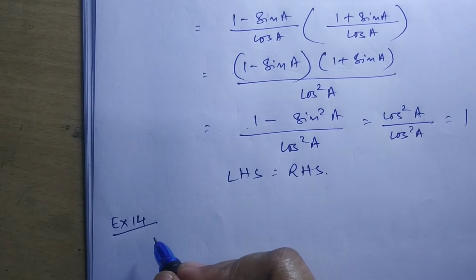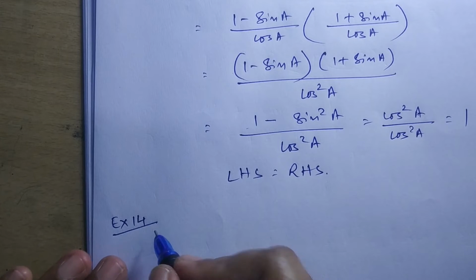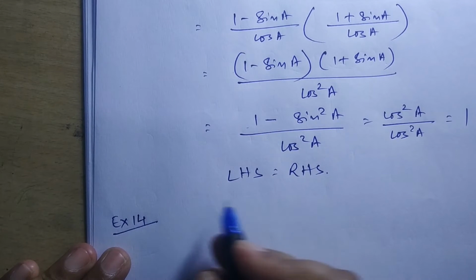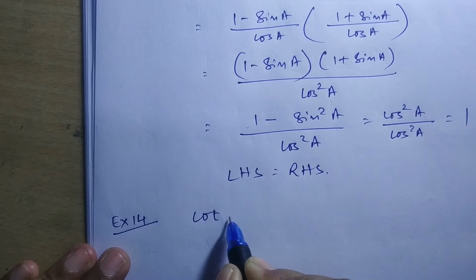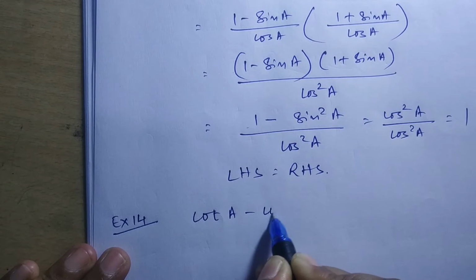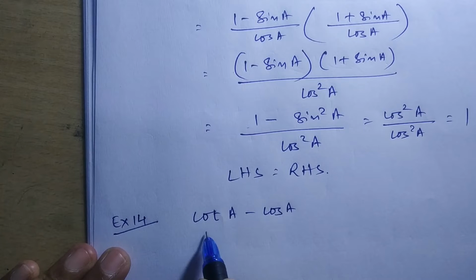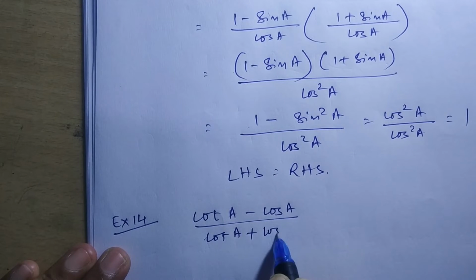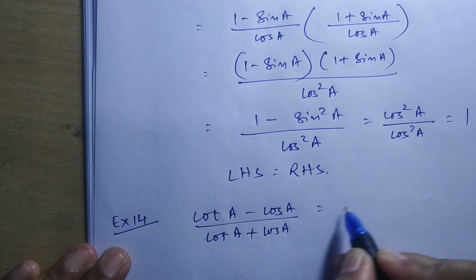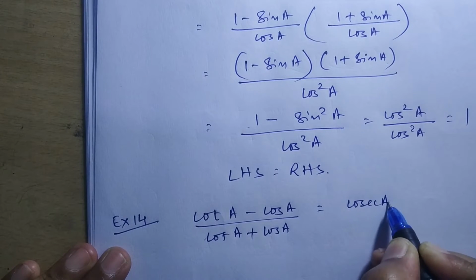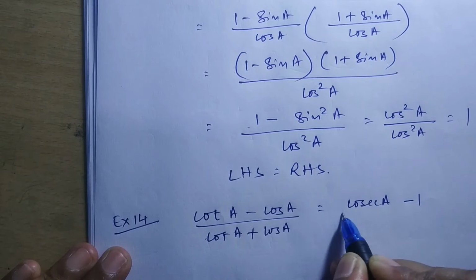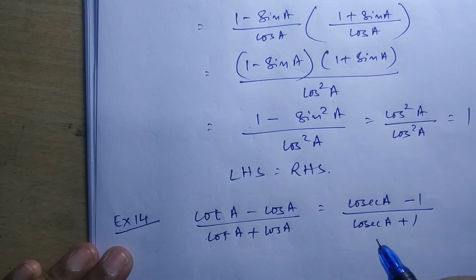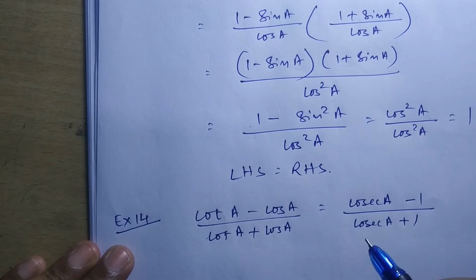How to solve this example 14? Okay, so again you have to prove an equation. So what is that equation? Cot A minus cos A by cot A plus cos A is equal to cosec A minus 1 by cosec A plus 1. Okay, fine.